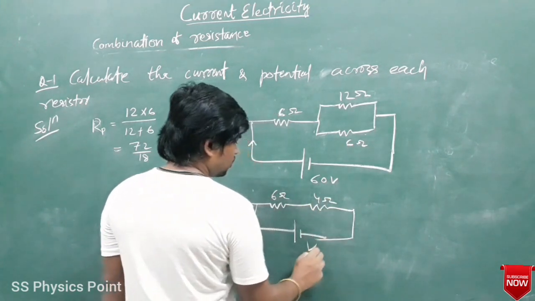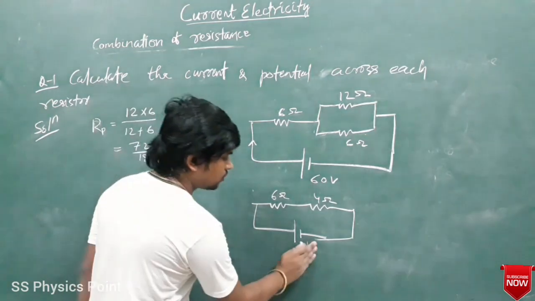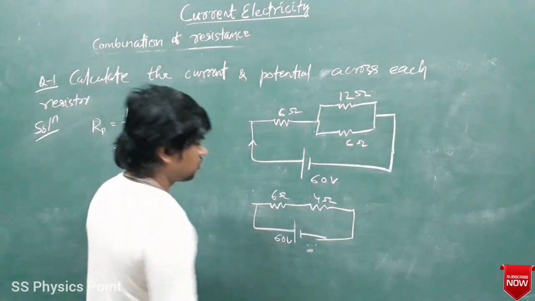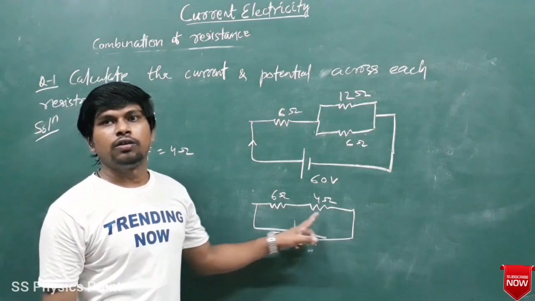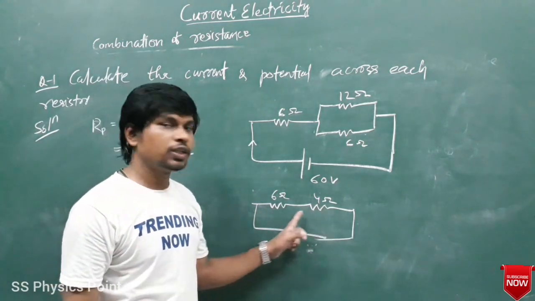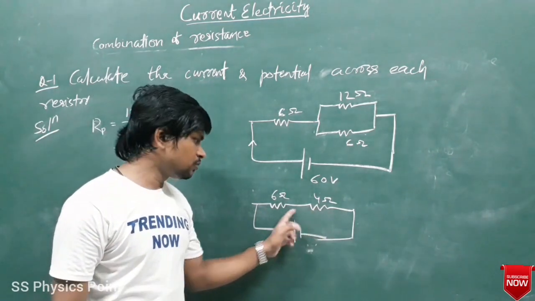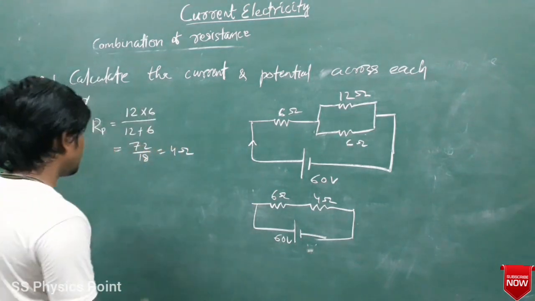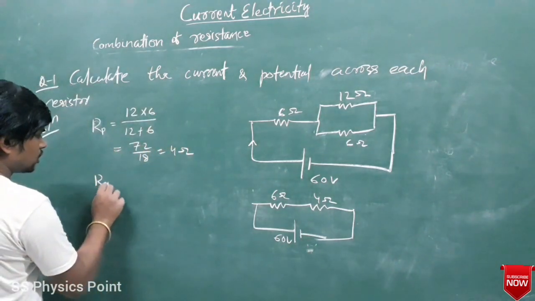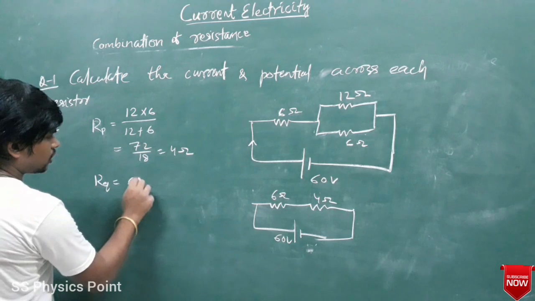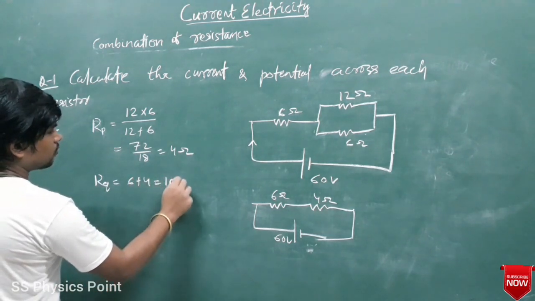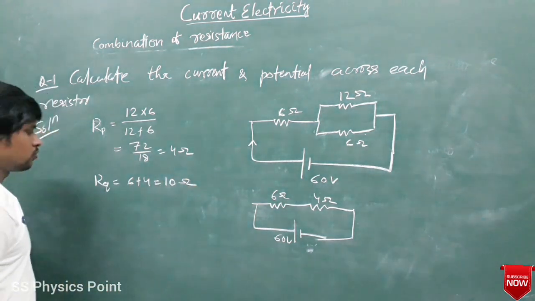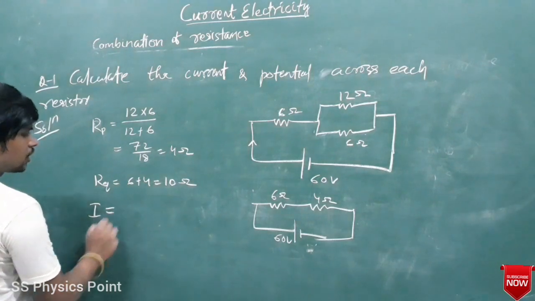देखो, ये भी दिया गया है कितना? 60 वोल्ट। ये दोनों कैसे लगा हुआ है? देख लो इधर, दोनों कैसे लगा हुआ है? सीरीज में। अभी सीरीज में दोनों को मिला लो तो फाइनली आर इक्विवेलेंट कितना हो जाएगा? 6 plus 4 कितना हो गया? 10 ओम। तो करंट निकालो सर्किट में। करंट कितना जा रहा है?